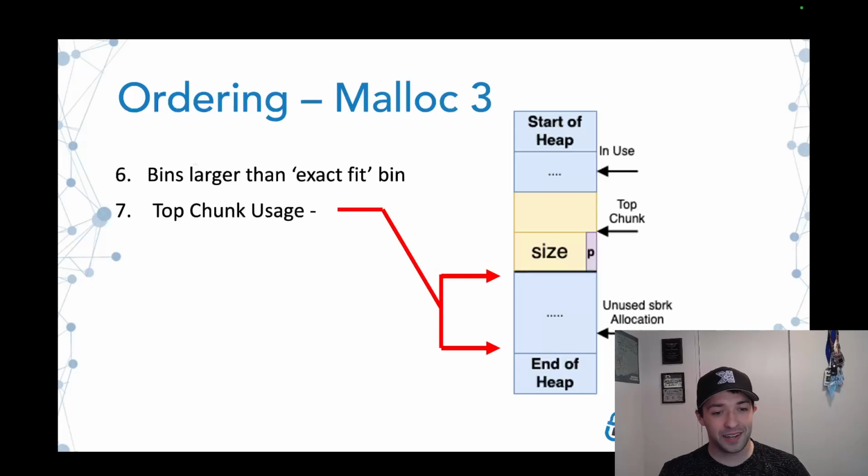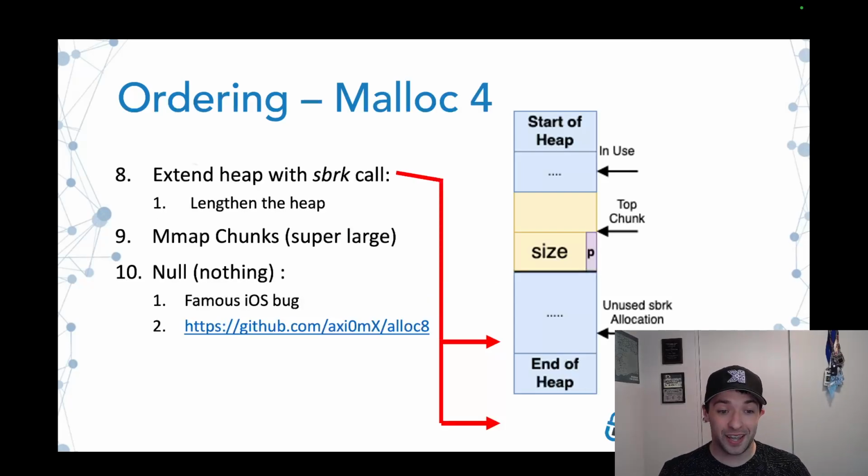If it still can't find anything, then it will pull data from the top chunk itself. So it will take the top chunk, it will shrink it, and it will give you that particular piece of memory. If it still can't do that, then we'll try to extend the heap with a call to sbrk. And at this point, it's going to lengthen the heap. If it still can't find anything after that, for whatever reason it can't extend, then it will use mmap chunks. And mmap chunks are chunks above a certain size threshold, most of the time, though. And if it still can't find anything, then it returns null.